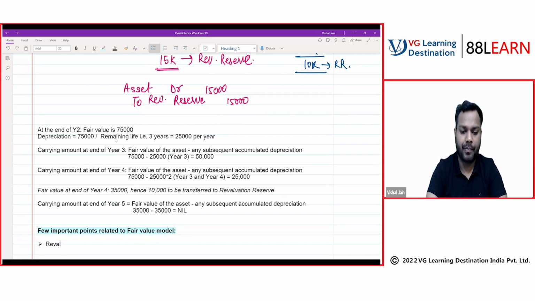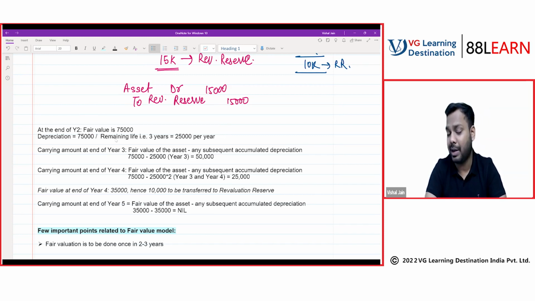Revaluation, fair valuation is to be done once in 2 to 3 years, not every year. It will not be done every year. It will be done once in 2 to 3 years. Okay. However, if the asset's carrying amount is less than the fair value amount.